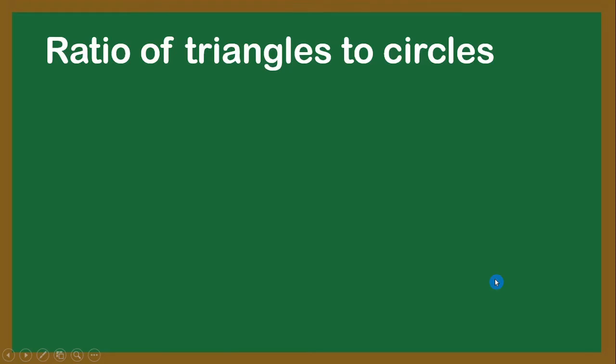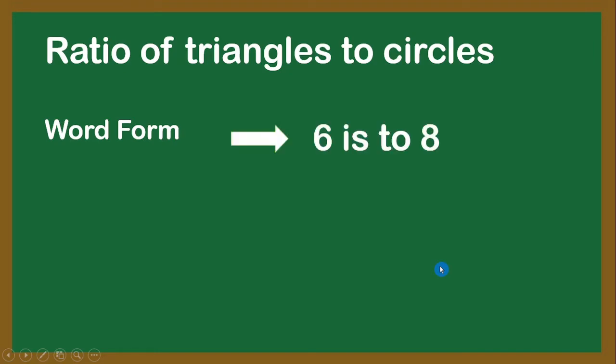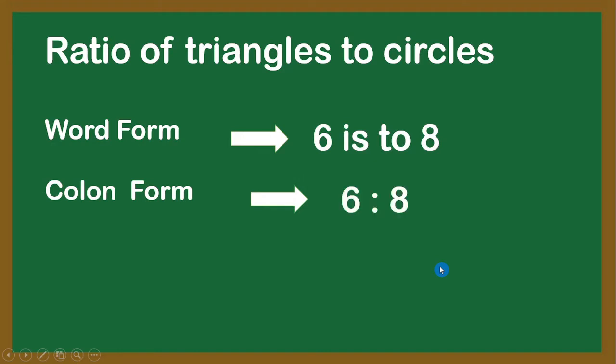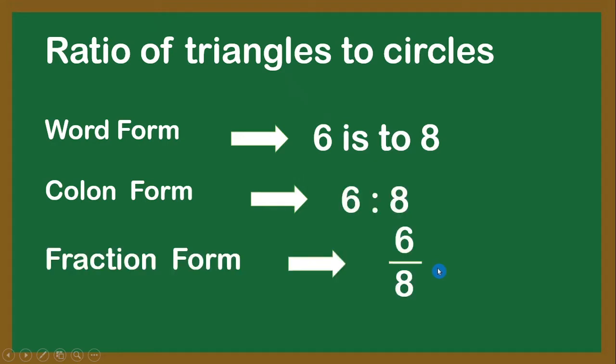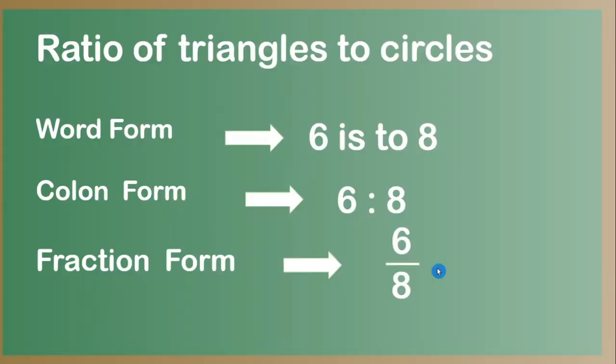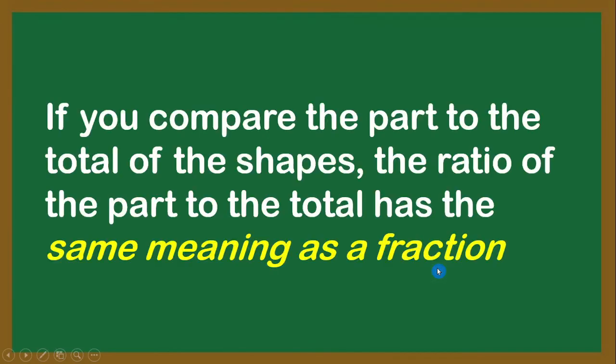Let us have the order of triangles to circles. So in word form, we now have 6 is to 8, then the colon form as 6:8, and the fraction form as 6 over 8. If you compare the part to the total of the shapes, the ratio of the part to the total has the same meaning as a fraction. This refers now to a part to a whole.